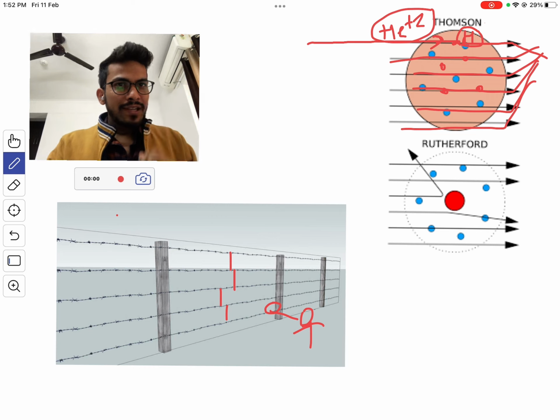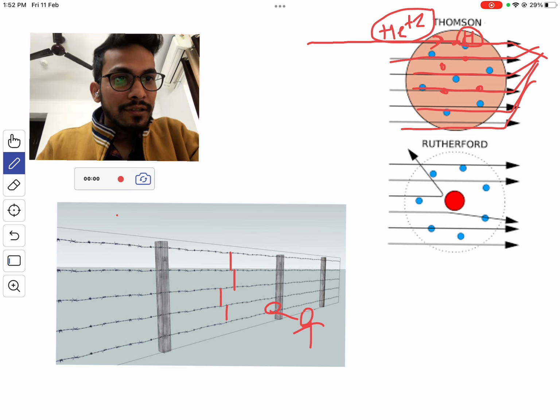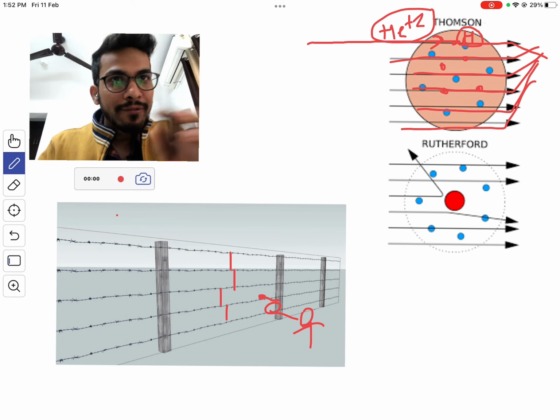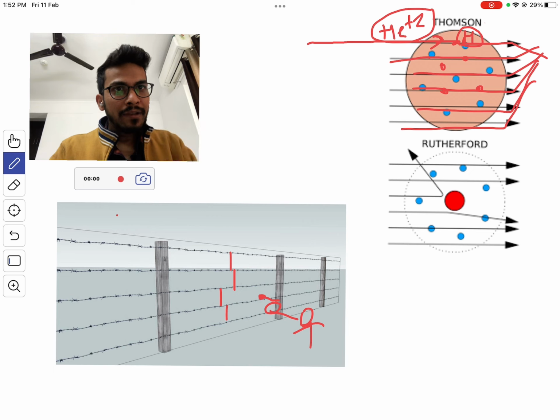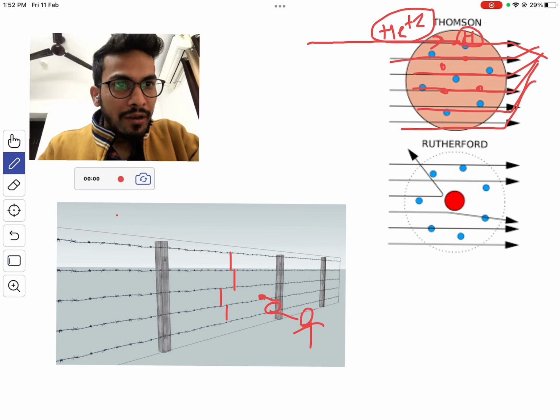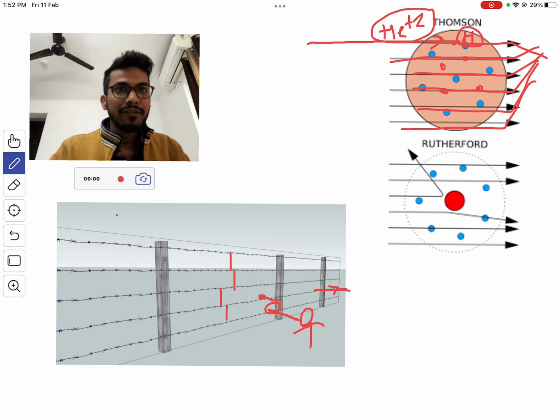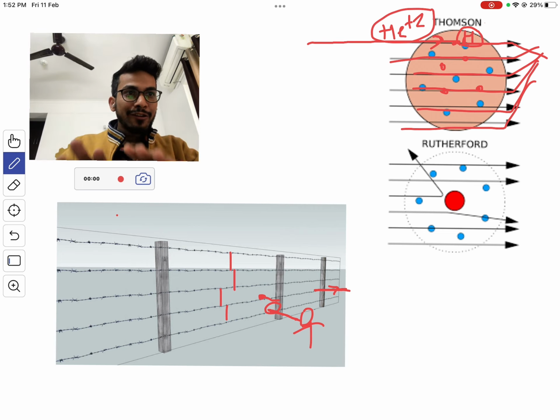Only sometimes it would happen that if you throw the ball, it will pass a nearby region to that wire and there will be some minor deflection. And very few times it will happen that if you throw the ball, it will directly hit this wire and rebound to its original position. Get it? Now let's compare this analogy with that of the Rutherford model.